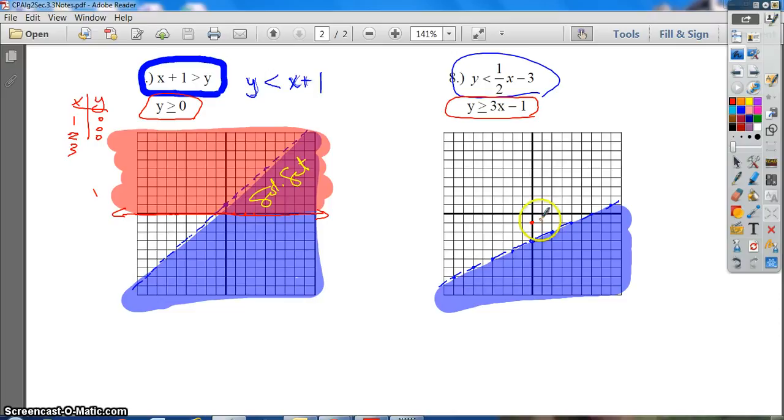Negative 1 is here, slope of 3. And it will be a straight line with solid. Okay. As far as shading goes, we are greater than, so we are actually above. So this is kind of the oddball of the bunch so far. Solution set is barely on your graph here. The solution set is right here.